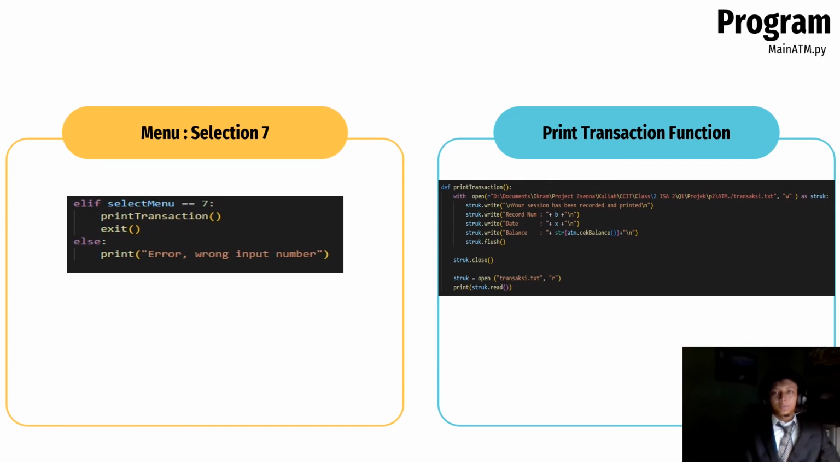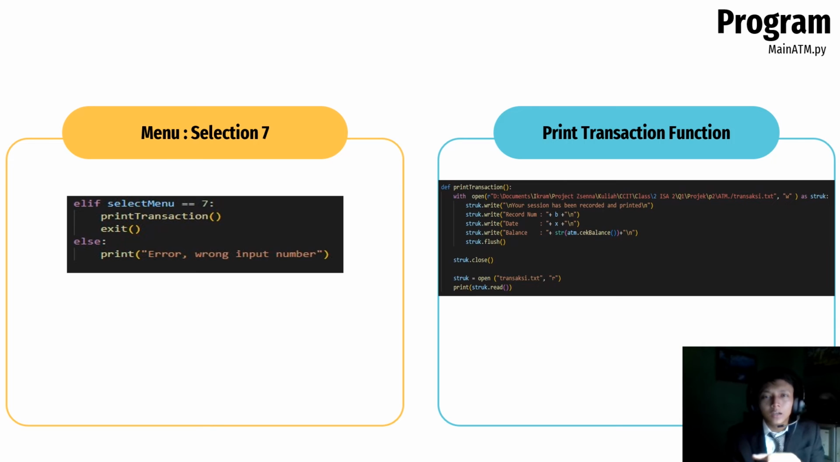Okay, next, option 7 is the option to exit the program. If the user selects this option, the program will call the print transaction function and the program will end. Further, if the user in the option menu doesn't enter a number between 1 and 7, the program will show an error, wrong input number. Okay, next I will explain the functions.